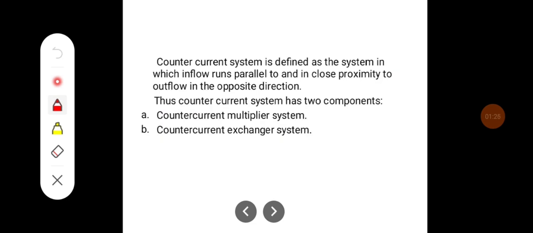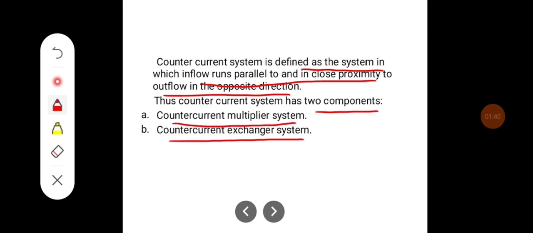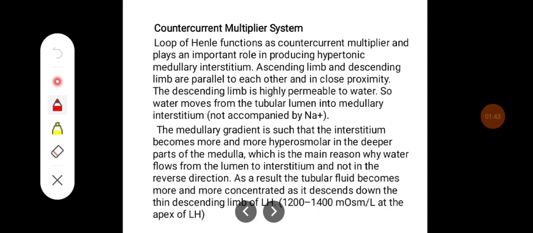The countercurrent system is defined as a system in which inflow runs parallel to and in close proximity to outflow in the opposite direction. Thus, the countercurrent system has two components, that is, the countercurrent multiplier system and the countercurrent exchanger system. Countercurrent multiplier system: the loop of Henle functions as a countercurrent multiplier and plays an important role in producing hypertonic medullary interstitium. The ascending limb and descending limb are parallel to each other and in close proximity.